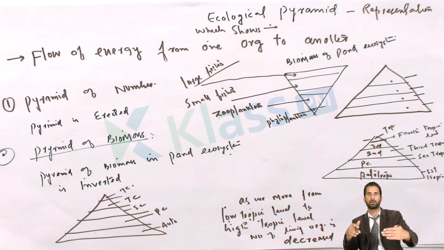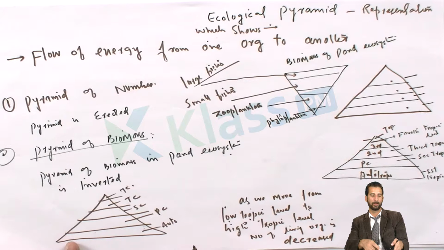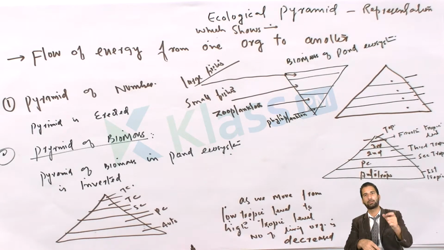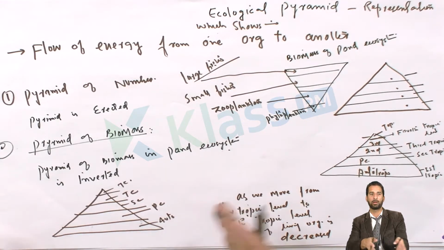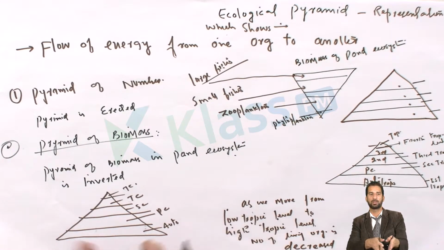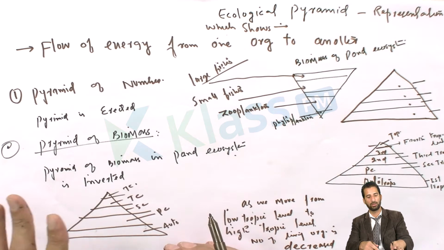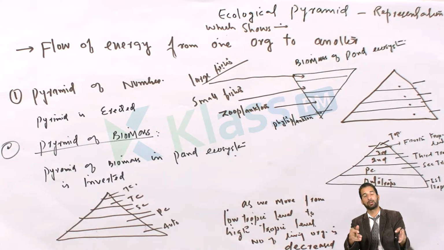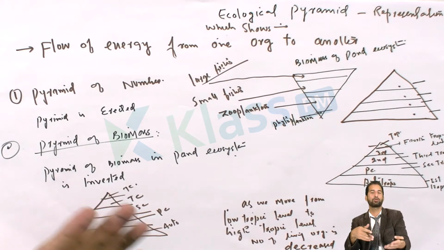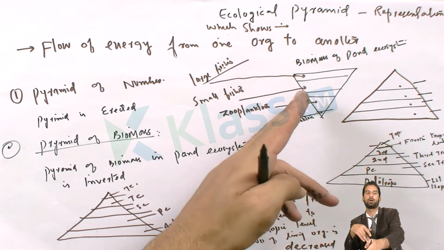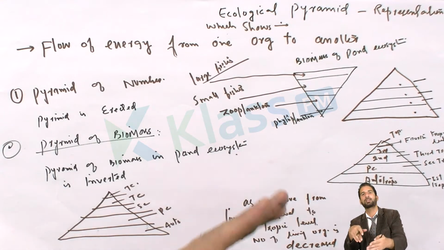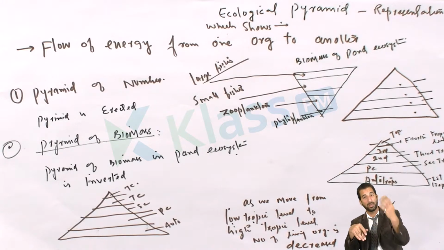Pyramid is erect, broad at the bottom and narrow at the top. Narrow means low, and the bottom is broad, it means high. So high to low. So the pyramid of biomass is usually erect, but the pyramid of biomass can also be inverted, such as in the example of the pond ecosystem. In case of the pond ecosystem, the pyramid is inverted.